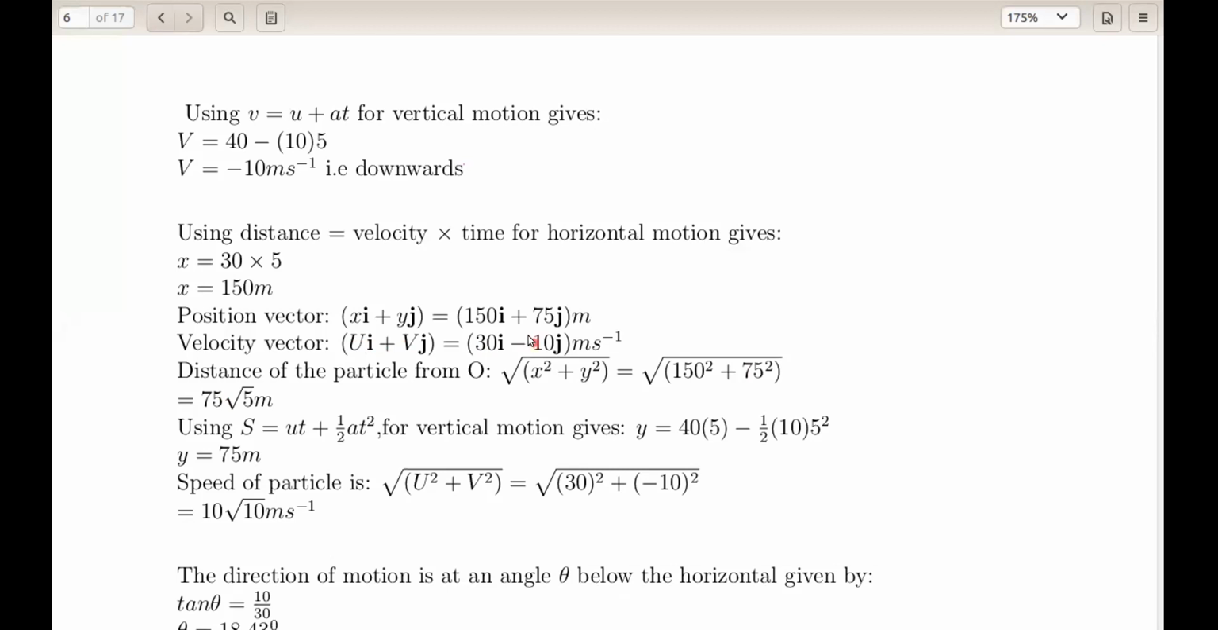But remember, we are using the vector approach in this case. That's why we are having i and j. So if I want the speed at that given time, I shall simply get the magnitude of this, which becomes the square root of u squared plus v squared, and I get my speed as 10 root 10 meters per second.